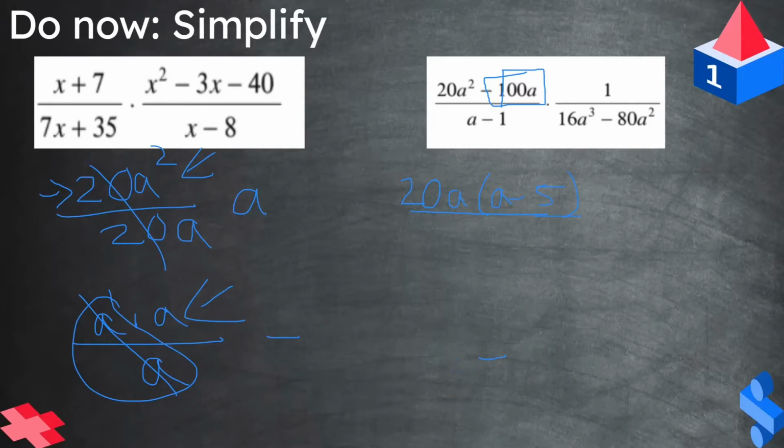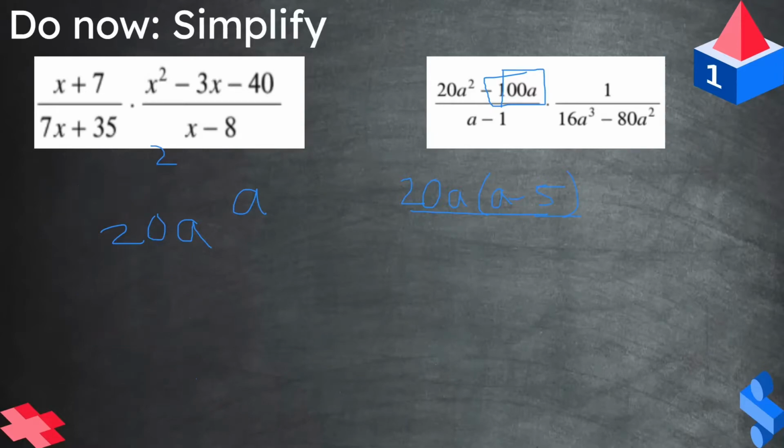At the bottom, I have a minus 1. That cannot be factored anymore because that is the factored form. So I'm just going to bring that down like it was given to us originally, okay? So now let's look at the second fraction that we have in here.